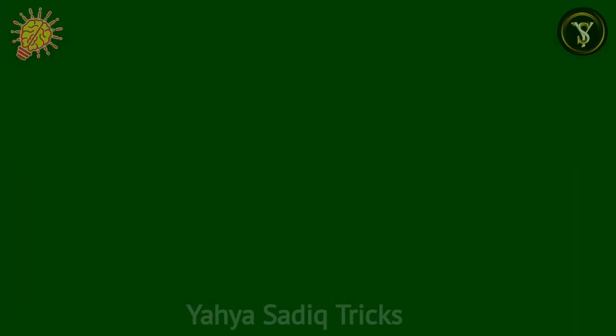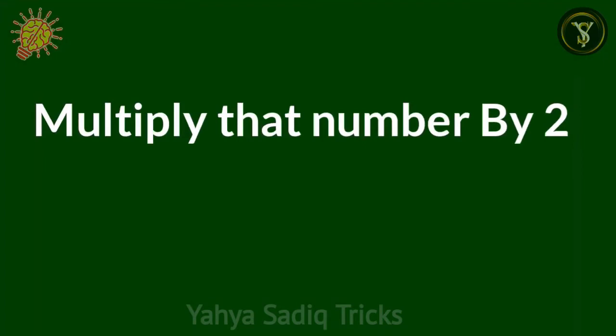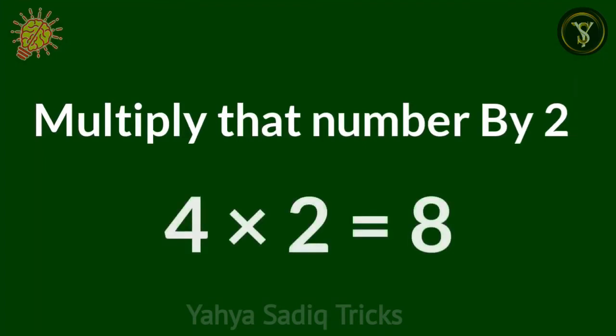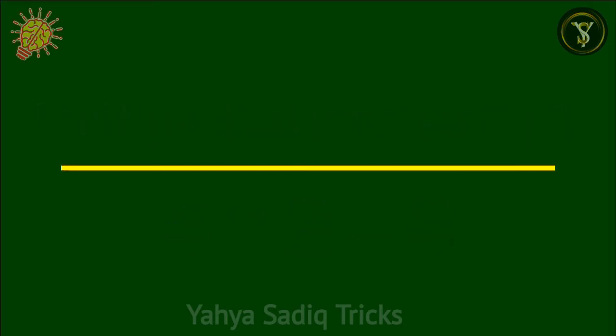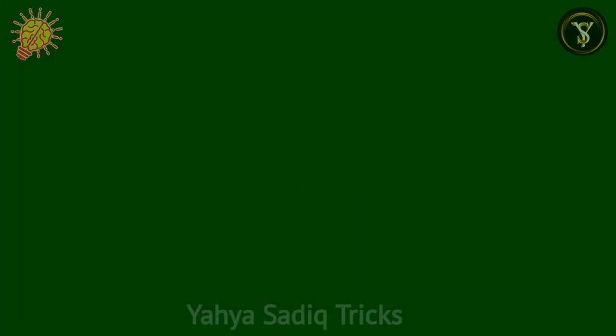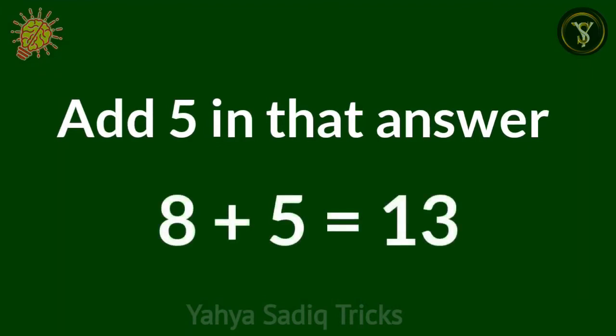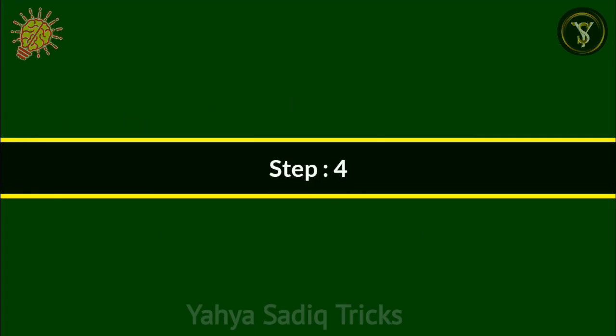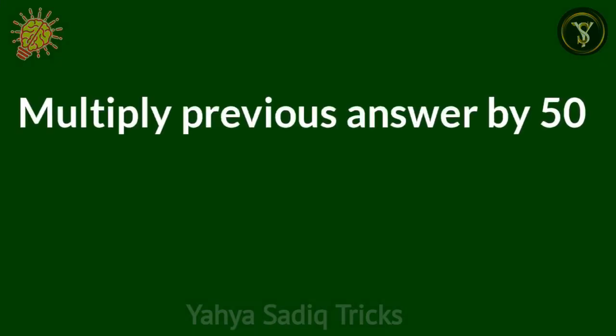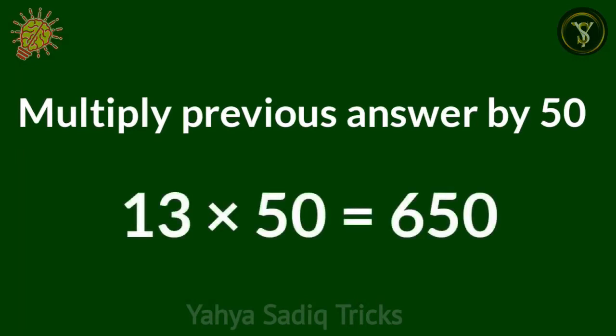Step number 2 is multiply that number by 2. So 4 multiplied by 2 is equal to 8. Step number 3 is add 5 to that answer. So 8 plus 5 is equal to 13. Step number 4 is multiply the previous answer by 50. 13 multiplied by 50 is equal to 650.